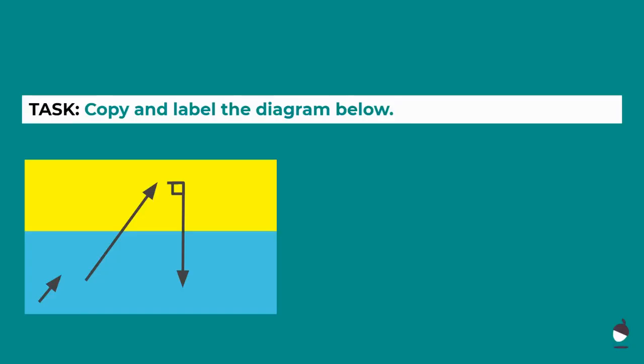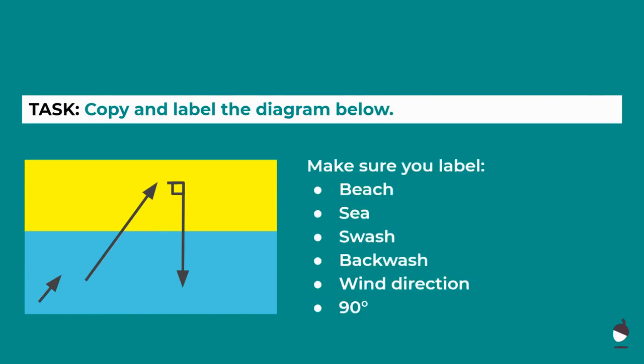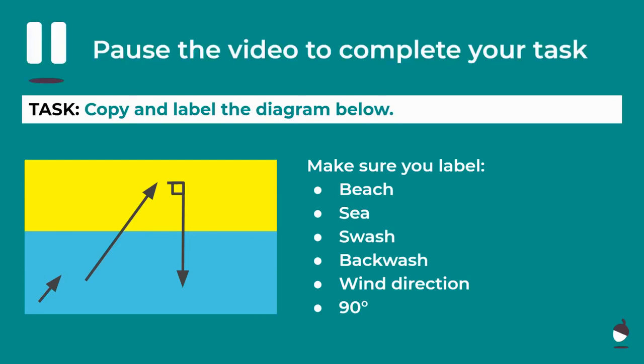So your first task is coming up. Should be a super easy one for you now because you've answered those questions so nicely. I would like you to copy and label the diagram below. To do that, I would like you to make sure you have labelled beach, sea, swash, backwash, wind direction, and 90 degrees. So it's time for you now to pause the video. Please remember to draw the diagram with a pencil, and please remember to press resume on the video when you are done.